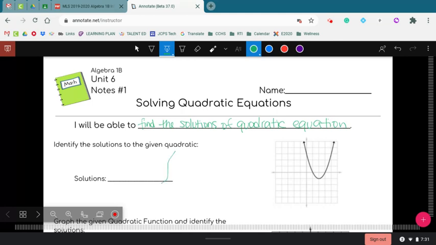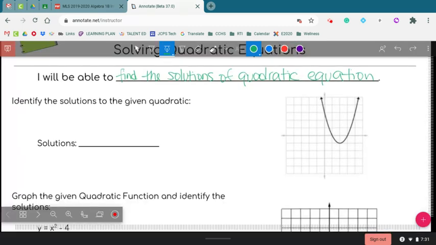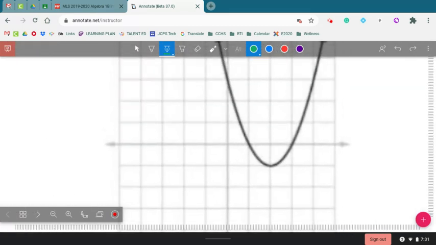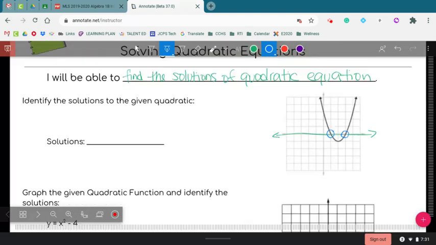So whenever it says on this first one, it says identify the solutions of the given quadratic. Our solutions are going to be where it crosses the x-axis. And sometimes our quadratics don't cross perfectly at an x value, so that's how we have an equation that'll come in a little bit later. So it crosses right here and right here. So those are our two solutions.